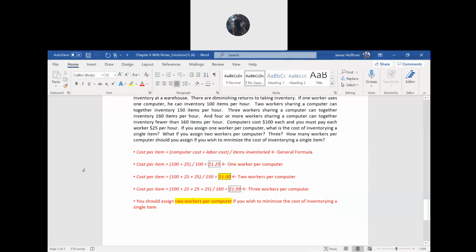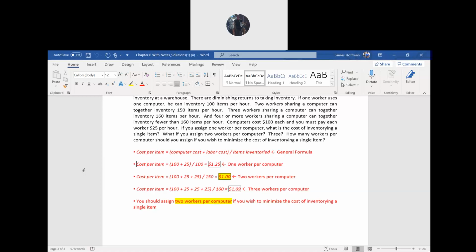Okay, so the cost per item consists of the computer cost and the labor cost, where the computer cost is like the plant cost and labor cost is the labor cost. So the 2 costs divided by how many items are inventoried is essentially the general formula. The total cost divided by how many items were inventoried is the cost per item inventoried.